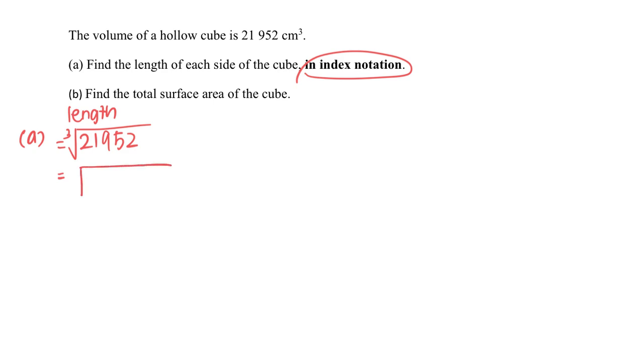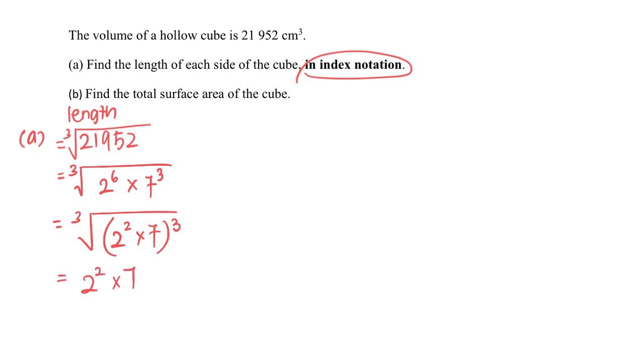And if I were to show it in prime factorisation, this will give me 2 to the power of 6 times 7 to the power of 3. Therefore, if I cube root this, I will be able to break this into 3 groups of 2 to the power of 2 times 7. And eventually that will be the answer for this question in index notation.